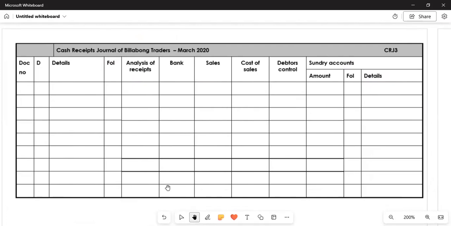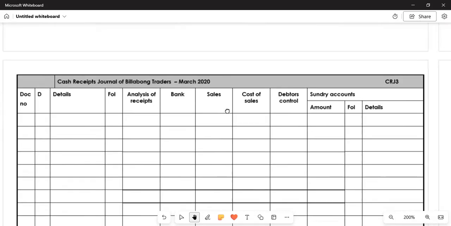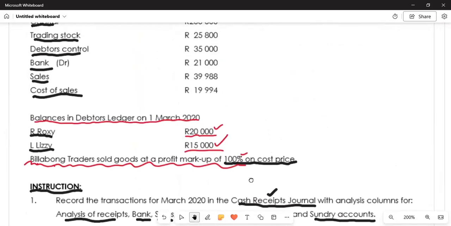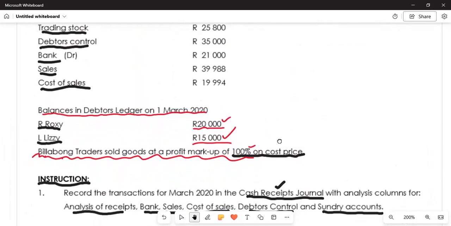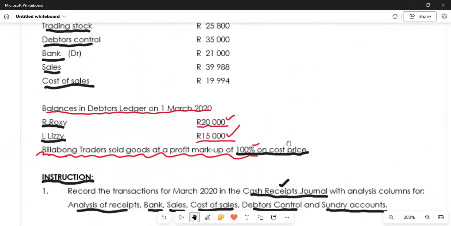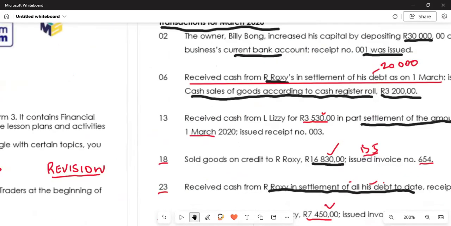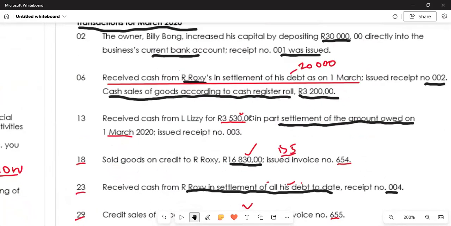For us to do the cash receipts journal, we still have to go to the transactions. We want to know those goods that this business, Billboard Traders, sold on cash, the cash that they received. So we are first going to start with the contribution that was made. If you can see, we have this much on the transactions.